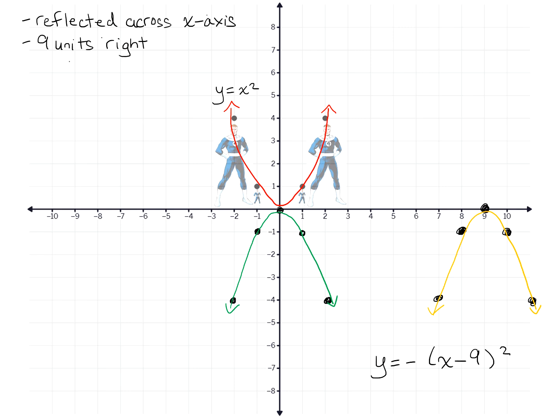As you can see, our newly transformed parabola has been reflected across the x-axis. In other words, it is now frowning or opening downwards, and it has been moved 9 units to the right. There were no vertical translations upwards or downwards.